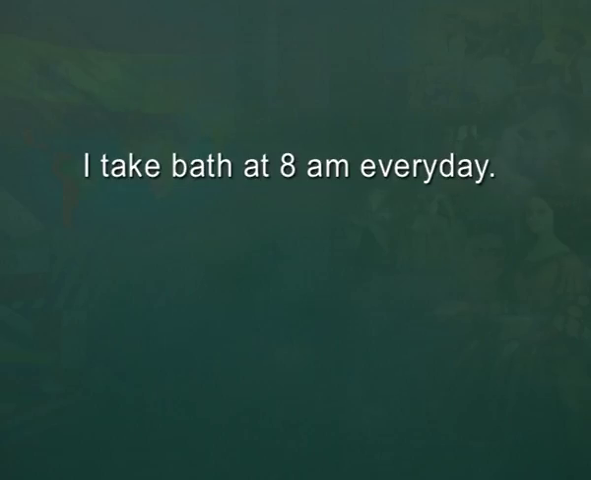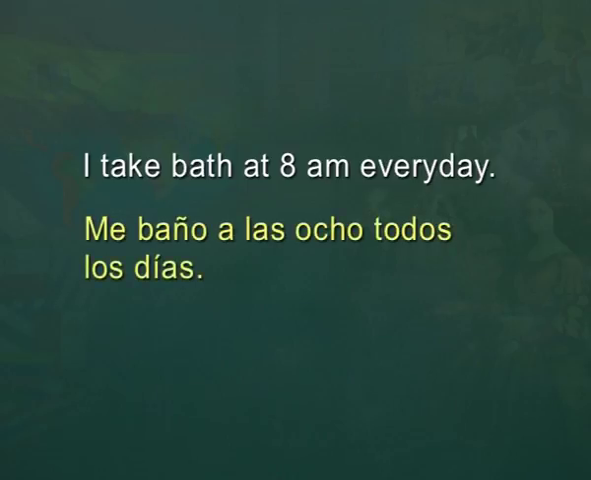Let us take an example. I take a bath at 8 a.m. every day. Now in Spanish, we will say me baño a las 8 todos los días. Me baño a las 8 todos los días.